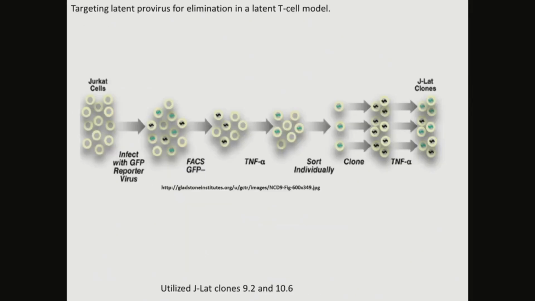So the next question is, let's do the contrary. Can we remove latent provirus, integrated provirus from cells that are already infected? So we use the JLAT model here, and JLATs are a Jurkat line that are infected with a GFP reporter virus, sorted, activated, then individually cloned. And principally, they're dark. They're GFP negative until they're hit with a phorbol ester like PMA, which is usually what's used to activate T cells in the primary case.